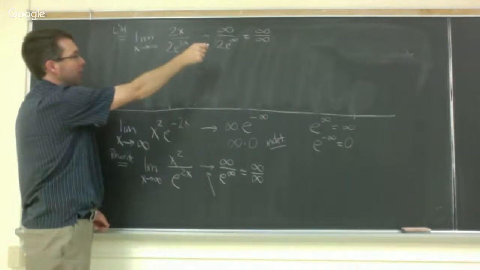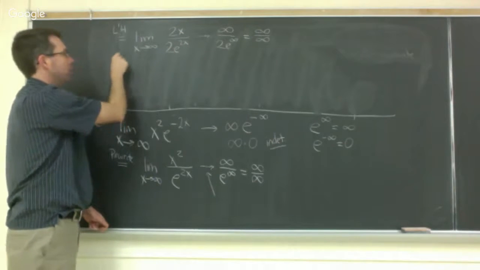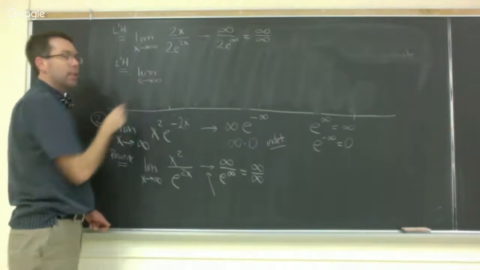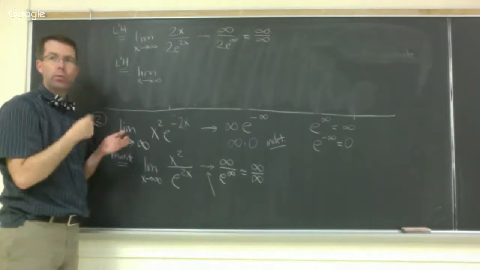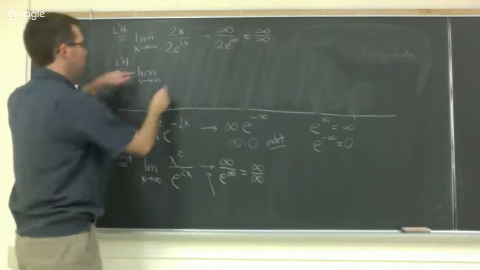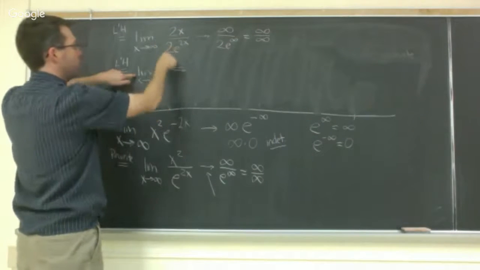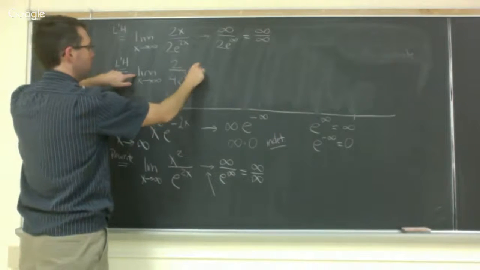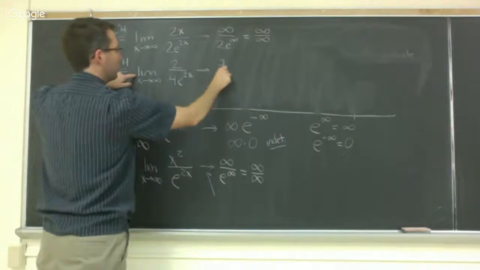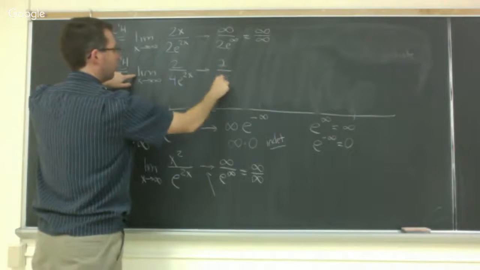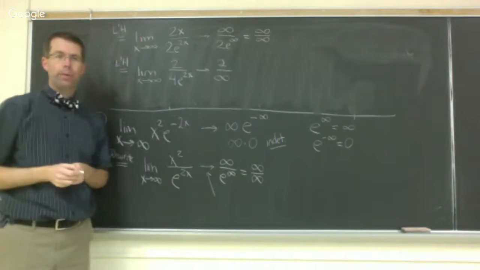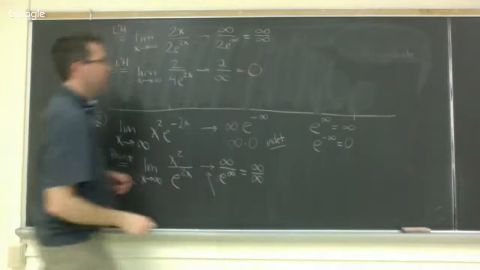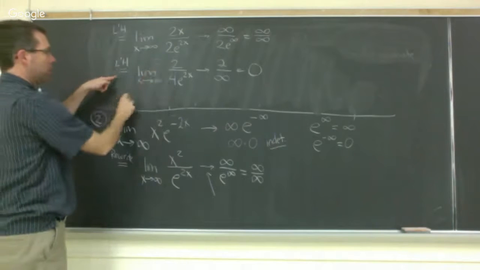It's still an infinity over infinity, so we're going to do L'Hopital's rule again. So this example was one where you had to use L'Hopital's rule more than once. So the numerator's derivative is 2. The denominator's derivative is 4e to the 2x. And so this time I've got a 2 over an infinity. And so what's a 2 over infinity? That's a 0. Okay, and so this limit actually is 0.